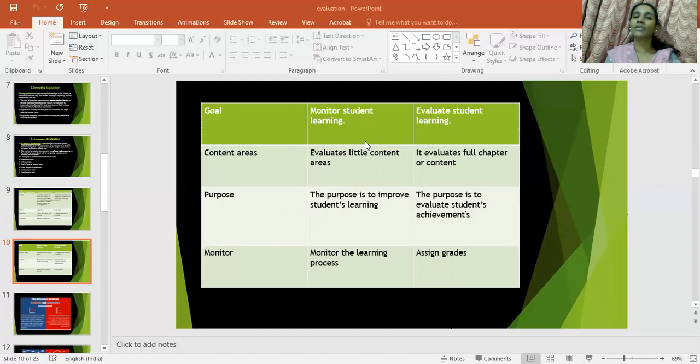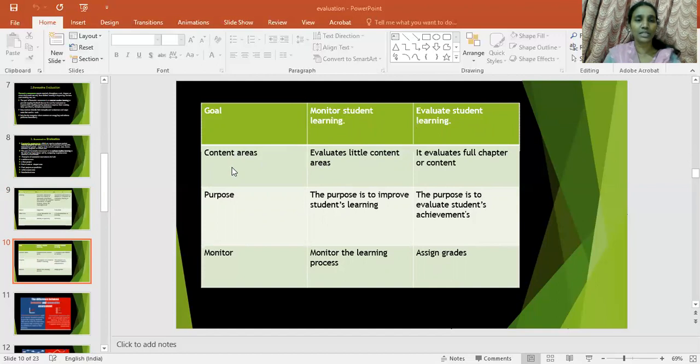And summative evaluation is to evaluate students' learning, meaning that at the end we evaluate the students on the basis of their final exams.